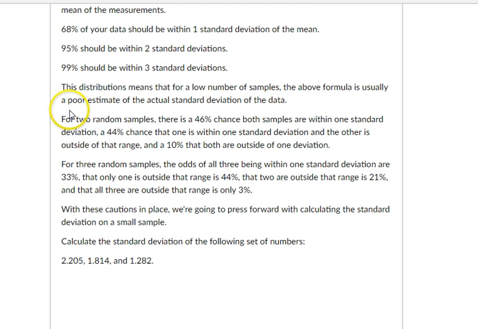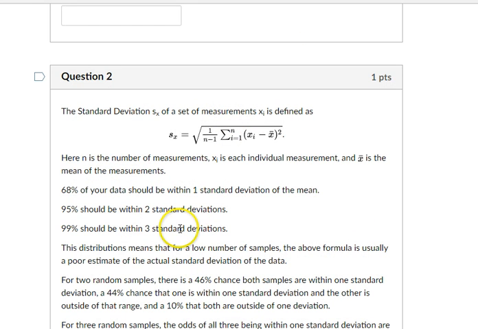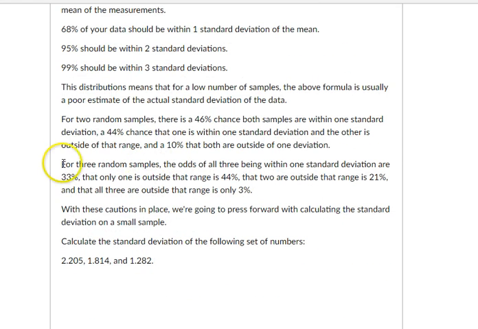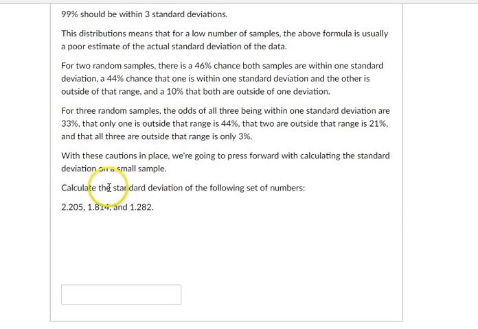If we look at 2 random samples, there's a 40% chance that both will be within 1 standard deviation, which would make this up here a bit of an underestimate of the standard deviation. If we have 3, there's still a 33% chance that all 3 of them are within 1 standard deviation. So again, on a small sample size, it's just an estimate. But I want you to go through it. I want you to calculate the standard deviation for these 3 numbers. It's a pretty straightforward thing to do.